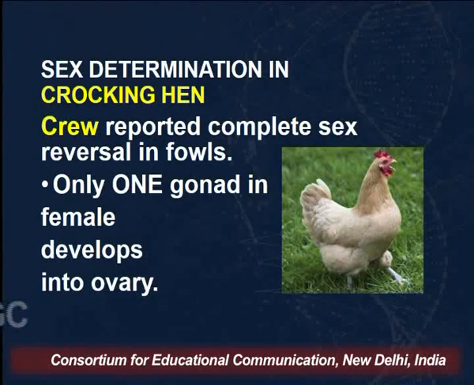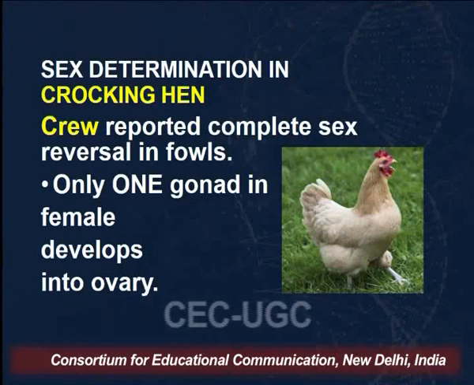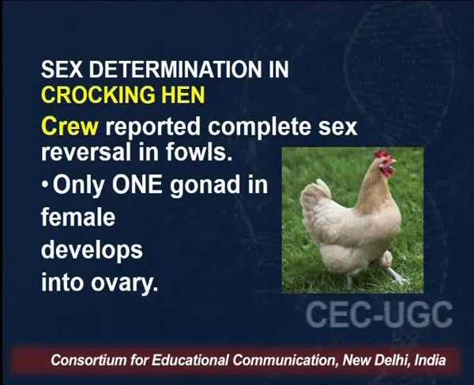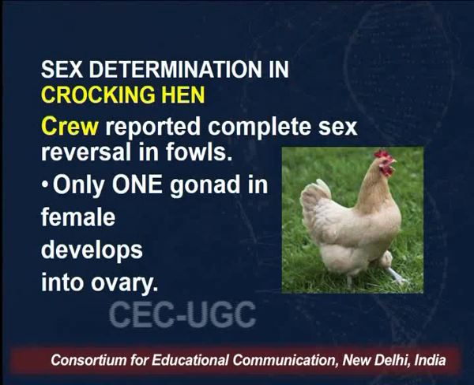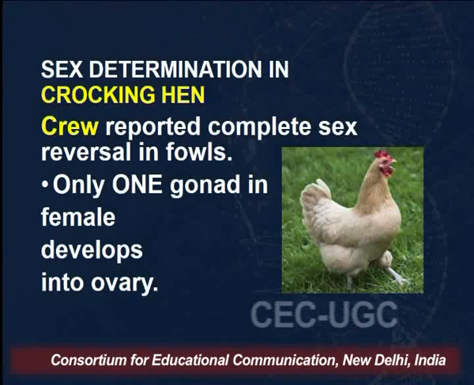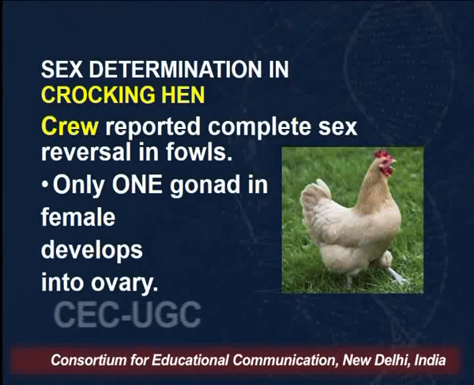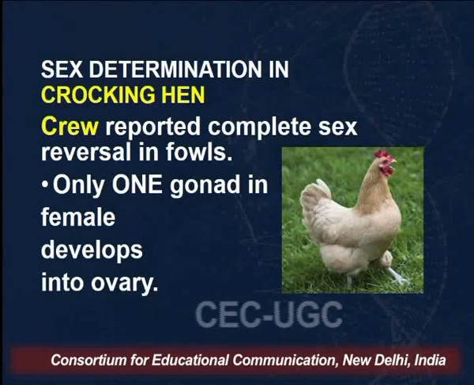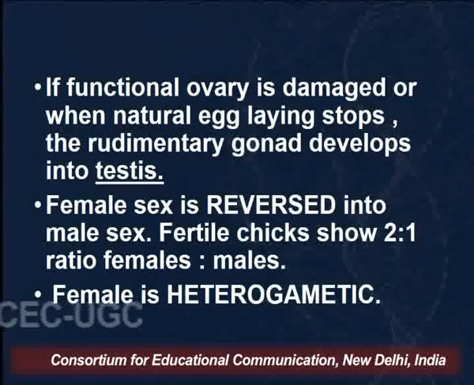A very interesting example is also found in the crowing hen, and this was discovered by the scientist Crew. So it is also called the case of Crew's hen. Now interestingly, you would find, viewers, that there can be a complete sex reversal in the case of fowls, because only one gonad in the female develops into an ovary. The other gonad is there, but just one of them develops into an ovary.